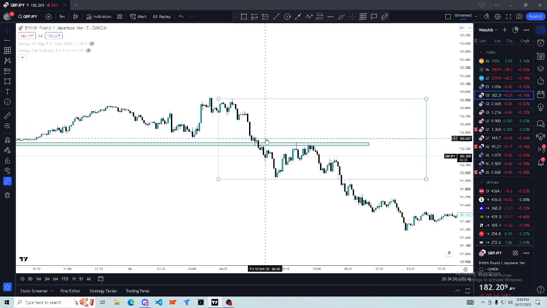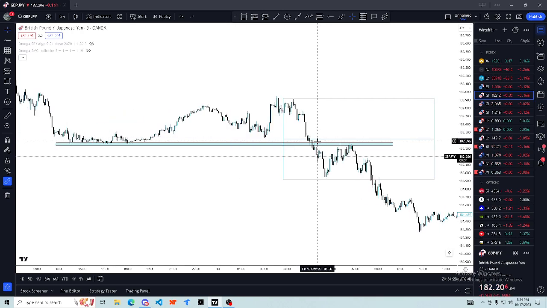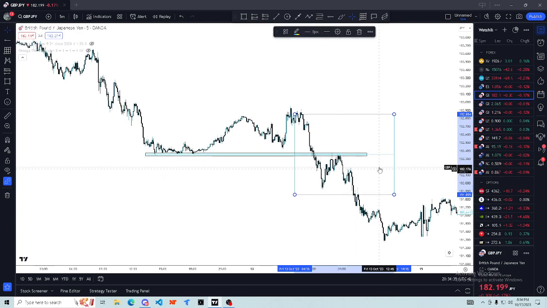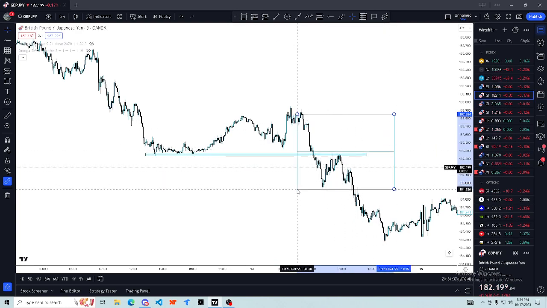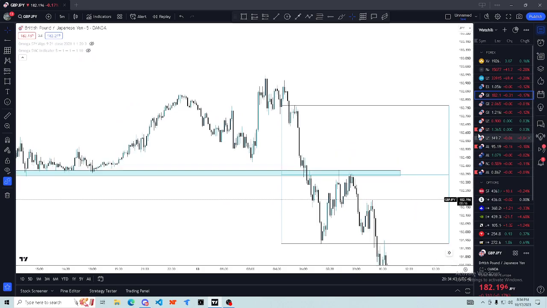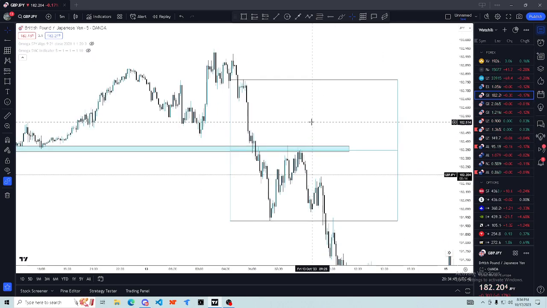You could tell right here, we never really got into that discounted pricing. We've always just been in that premium. So yeah, it wasn't looking too great if we were at these lows. And at this area, we would have been in a perfect area for our premium and discounted zones. We would have got an amazing entry on short positions here.